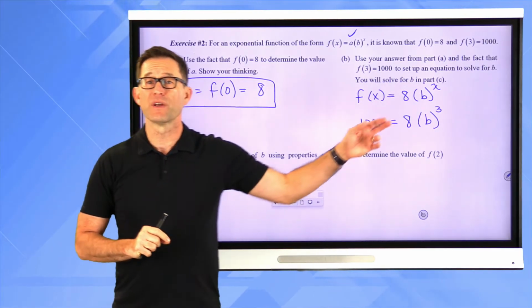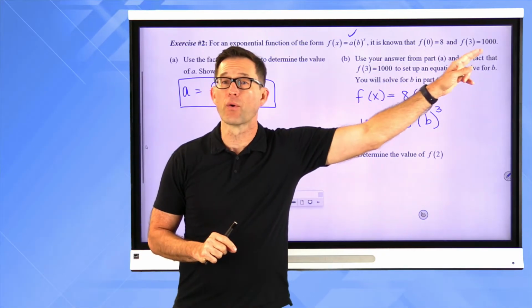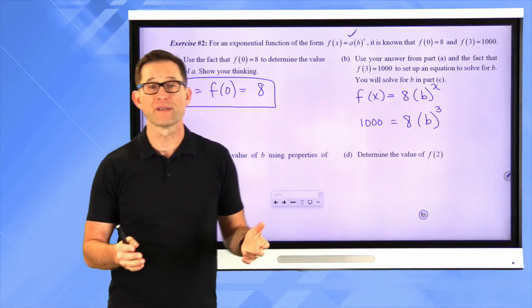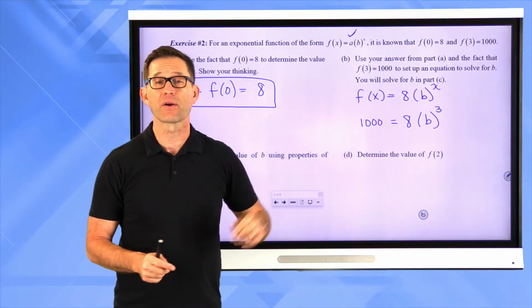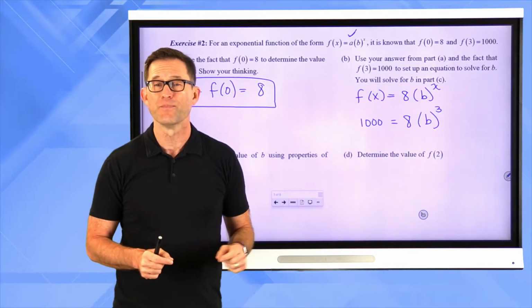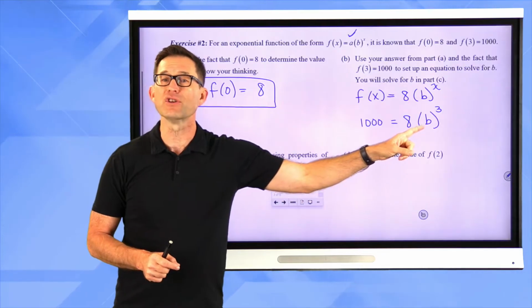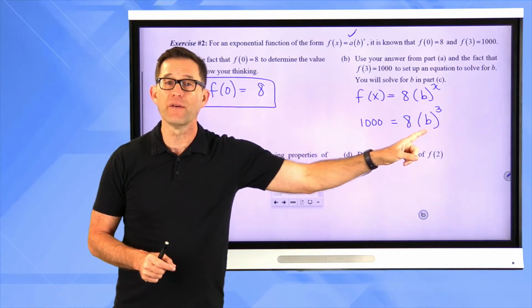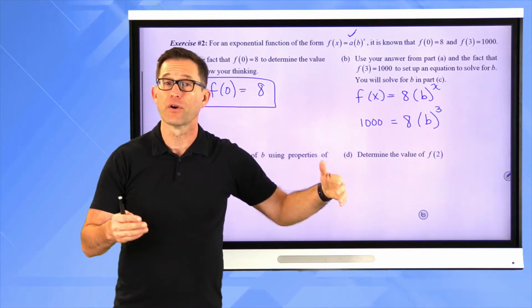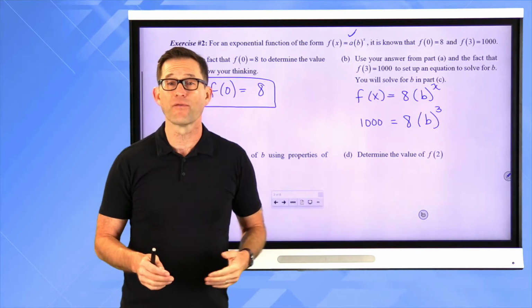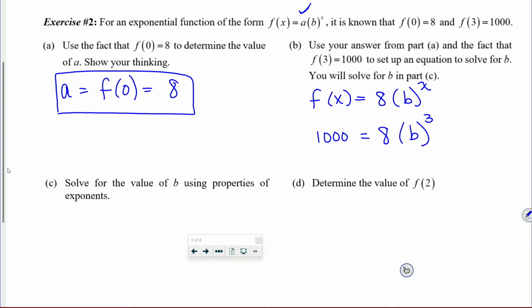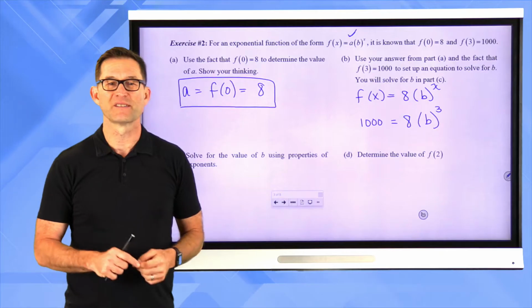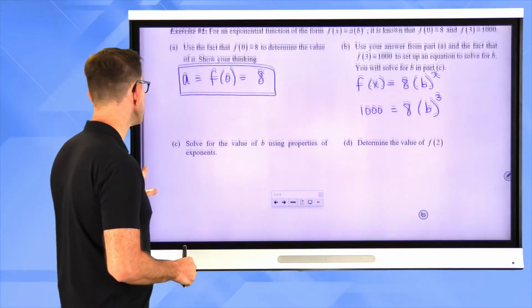Anytime that I know that a particular point like f of 3 or 3 comma 1,000 lies on a particular function or curve, I can always substitute it into that curve because I know it makes it true. And now this is an equation that only contains one variable, right? That variable being the base that we're trying to solve for. So let's take a look at letter C now. Solve for the value of b using properties of exponents. Awesome. Let's do it. And let's do this one together.